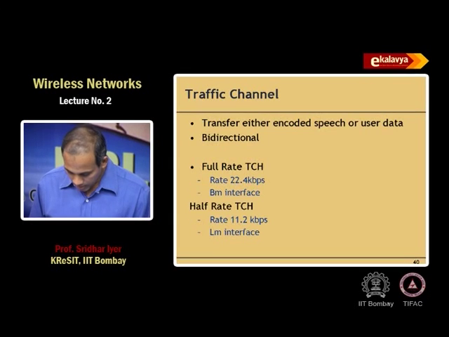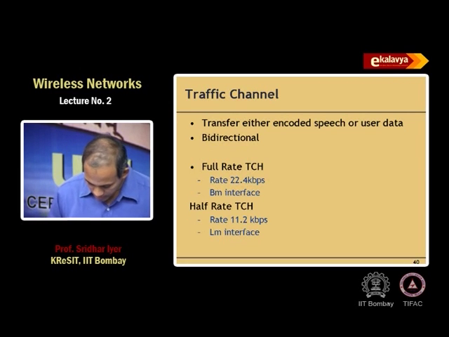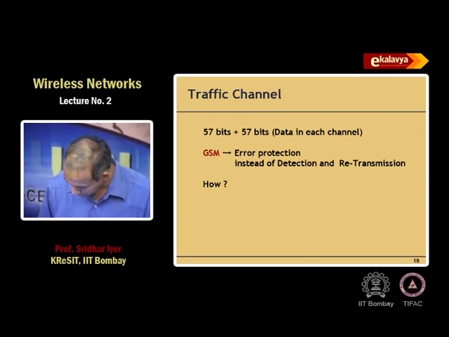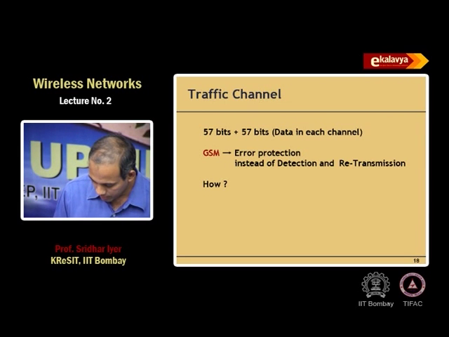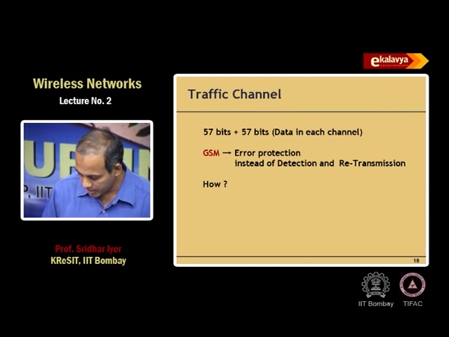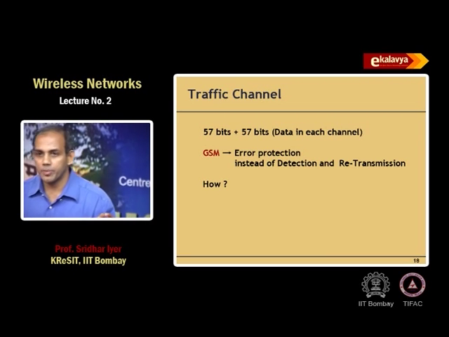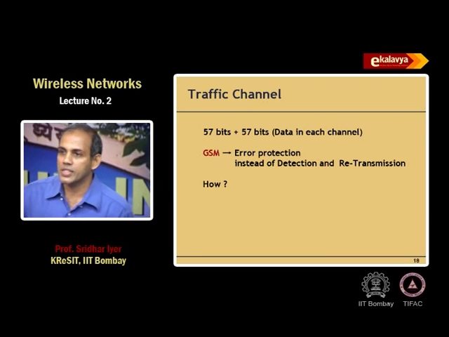Okay. So let's come to one interesting aspect. Ignore all these things, full rate traffic channel, half rate traffic channel and all those things. So what we want to understand is, let's go back to the traffic channel. We saw that there are 57 bits plus 57 bits. In each frame we have 57 bits of data, and then there is some other 57 bits of data that come in. So what we will try to understand now is, what is it that we need to keep in mind?